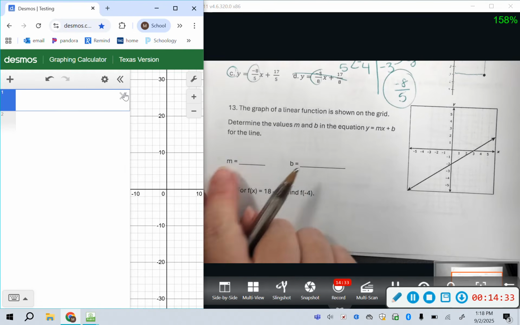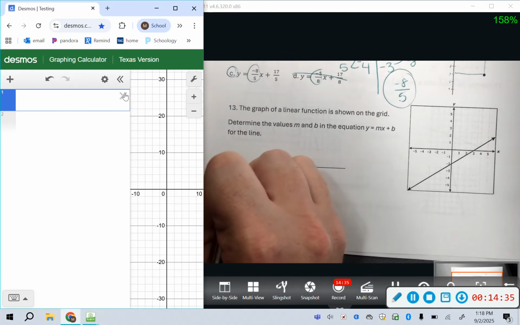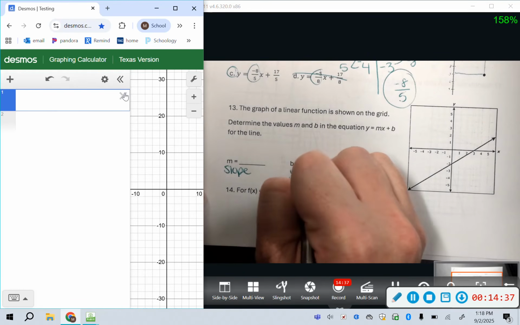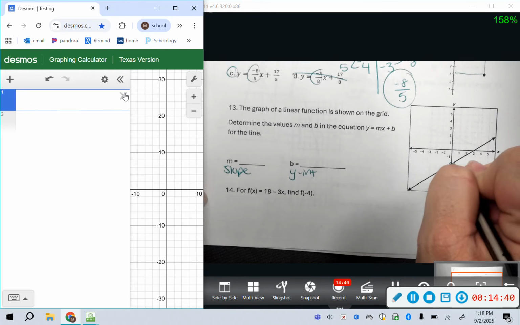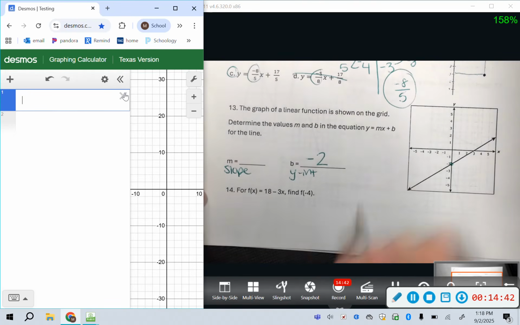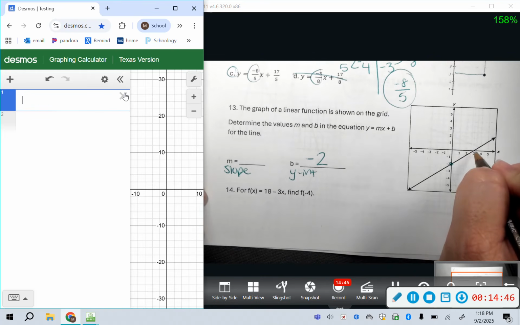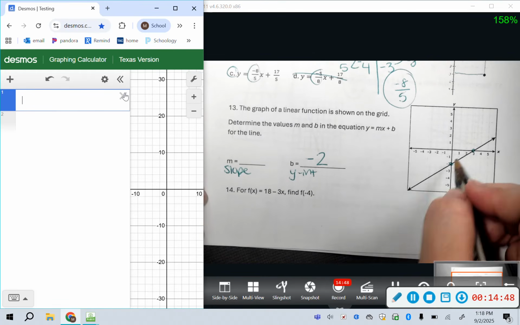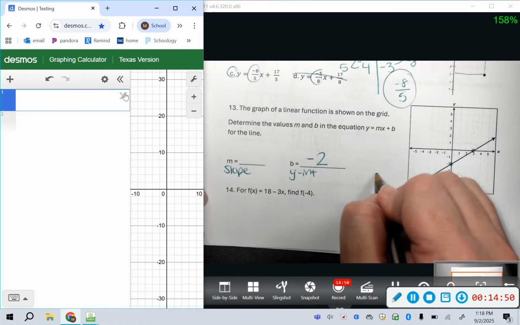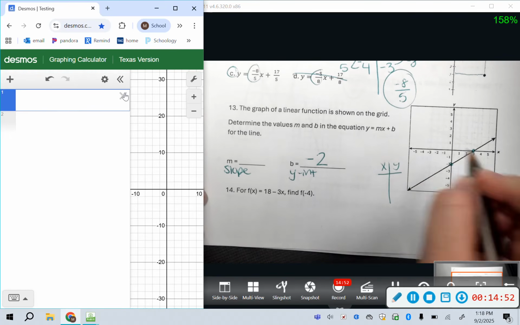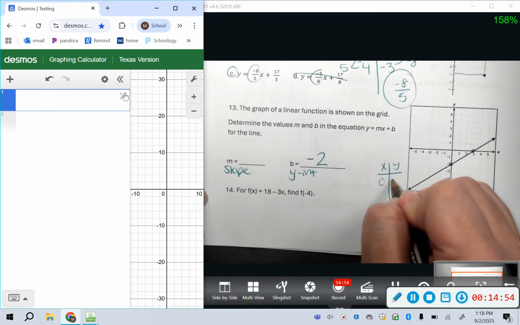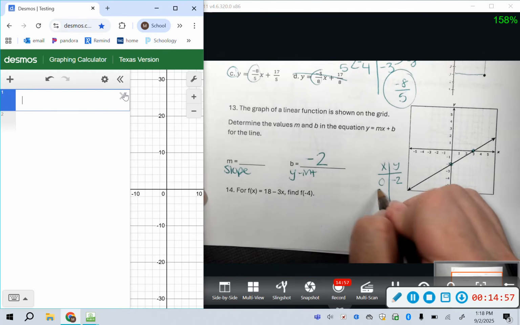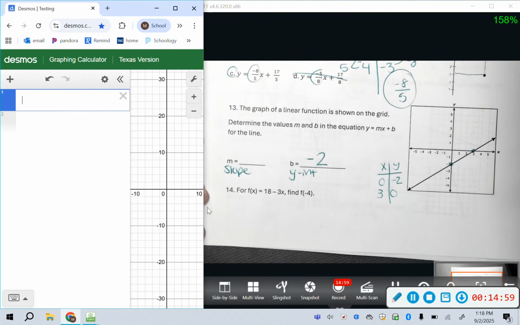Okay, let's look at 13. So 13 first, M is my slope. B is my y-intercept where I begin. So B is my y-intercept, which is -2. Okay, M is my slope, so let's find another pretty point. Here's another pretty point. And I'm going to build a table. So I have the point 0, -2, and 3, 0. Now, I will tell y'all confuse those 2 points all the time.